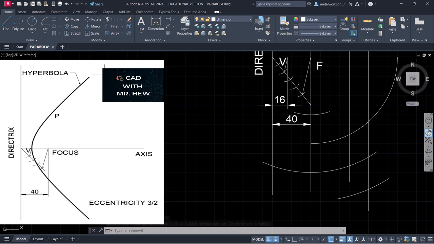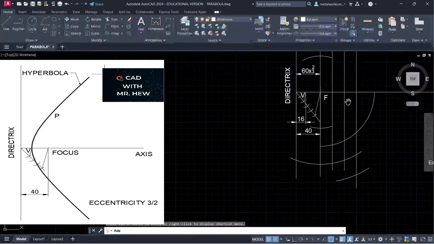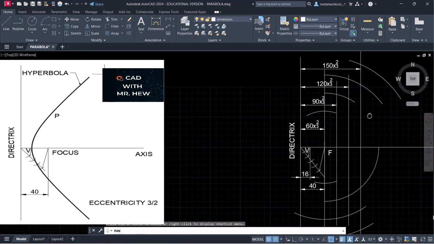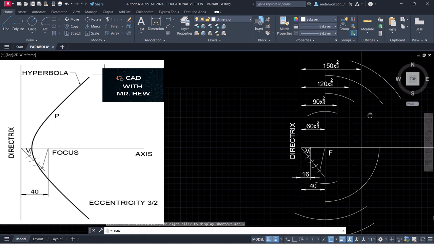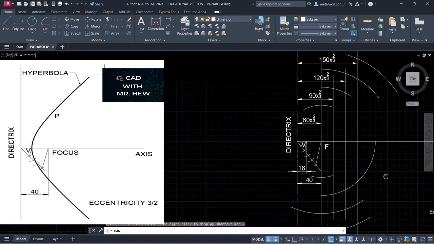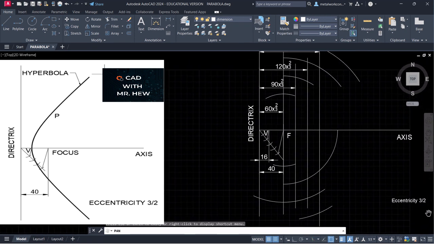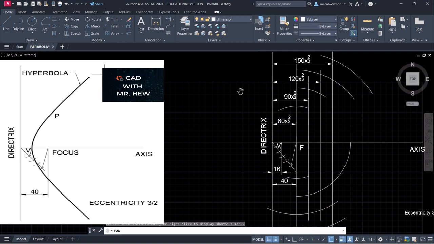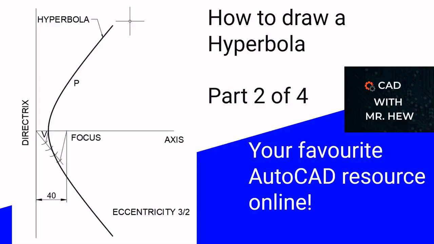All right, so what we can do now, we have enough points that we can use to plot the hyperbola, right? So remember, we're drawing a hyperbola where the eccentricity is 3 divided by 2, and we're finished now with the process. We have come to the end of today's video covering the topic hyperbola.